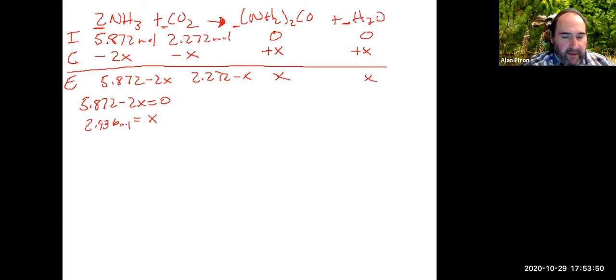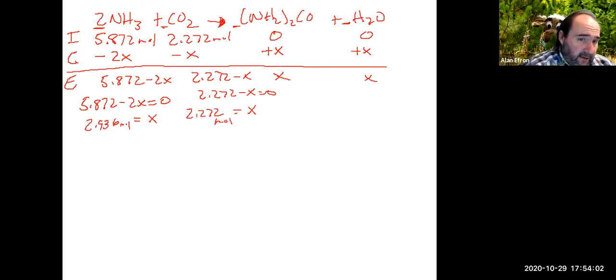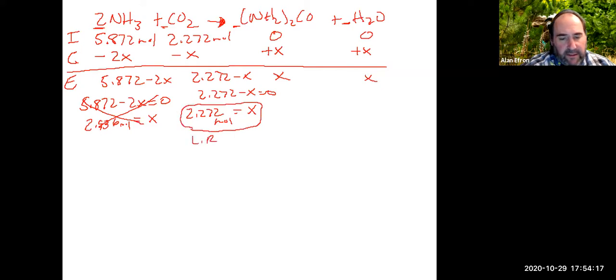We'll do the same thing over here. This will be 2.272 minus x equals 0. That's a pretty simple one to solve there. x is going to equal 2.272 moles. So what we're looking for here is the one that is the smallest number of moles. And in this case, it is our CO2. So what that means is our NH3 is our excess reagent. This guy here would be our limiting reagent. So the CO2 in this reaction is the limiting reagent. The NH3 is the excess reagent.